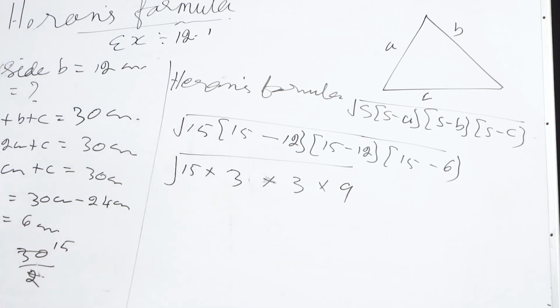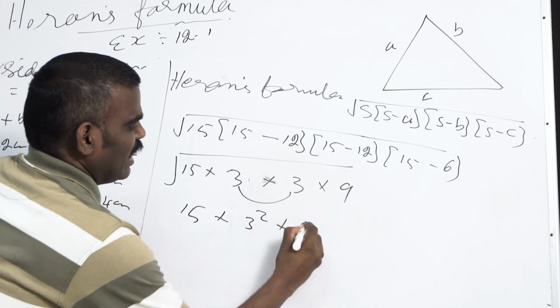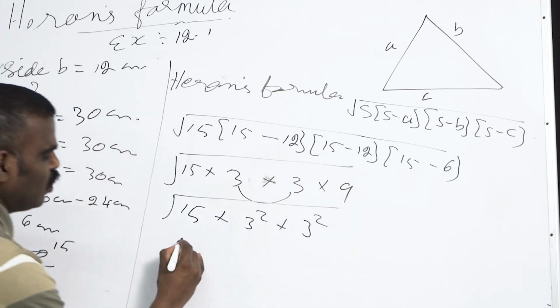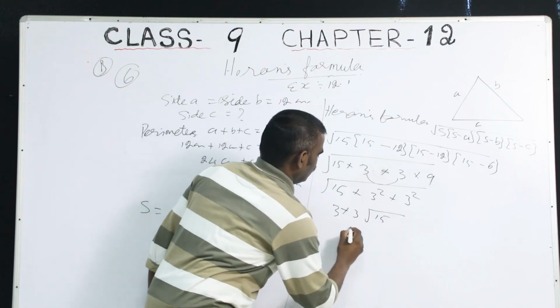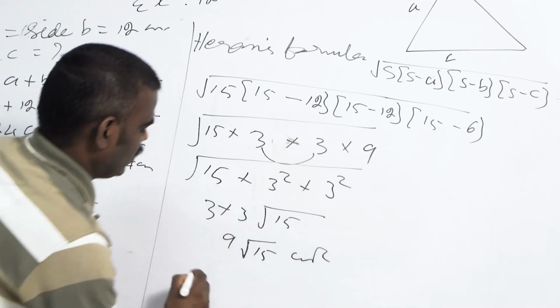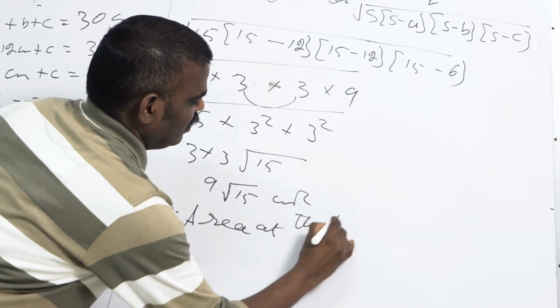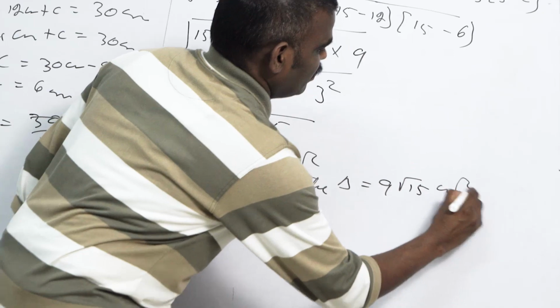15, 3 square. 9 can be written as 3 square, yes? 3 into 3, 9, right? So the square number will come out. The non-square number will remain inside. So how much? 9 root 15 centimeter square. Therefore, area of the triangle is equal to how much? 9 root 15 centimeter square. Try it quick.